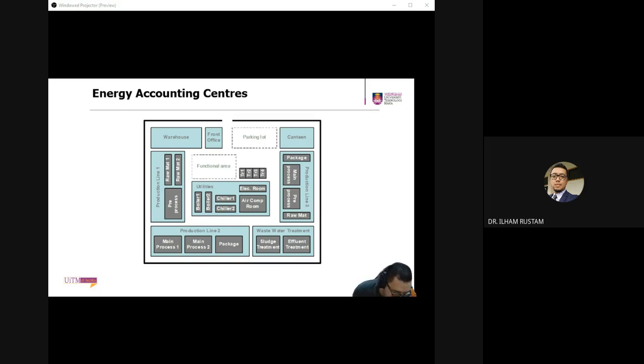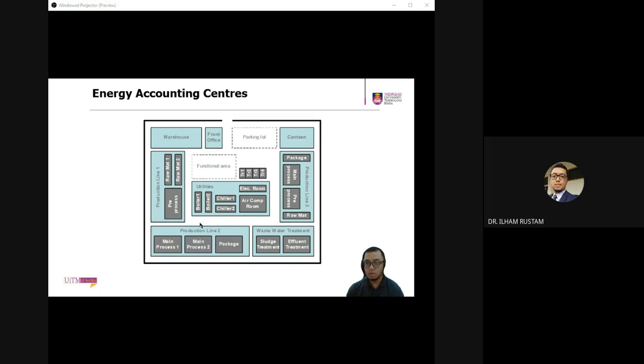So if you're defining your EAC quite detailed like this one, most probably your boss wouldn't approve your energy management program. Okay, but this is basically the most beginner mistake if they define the EAC. But basically, what it's trying to show is that this area can also be defined as EACs.